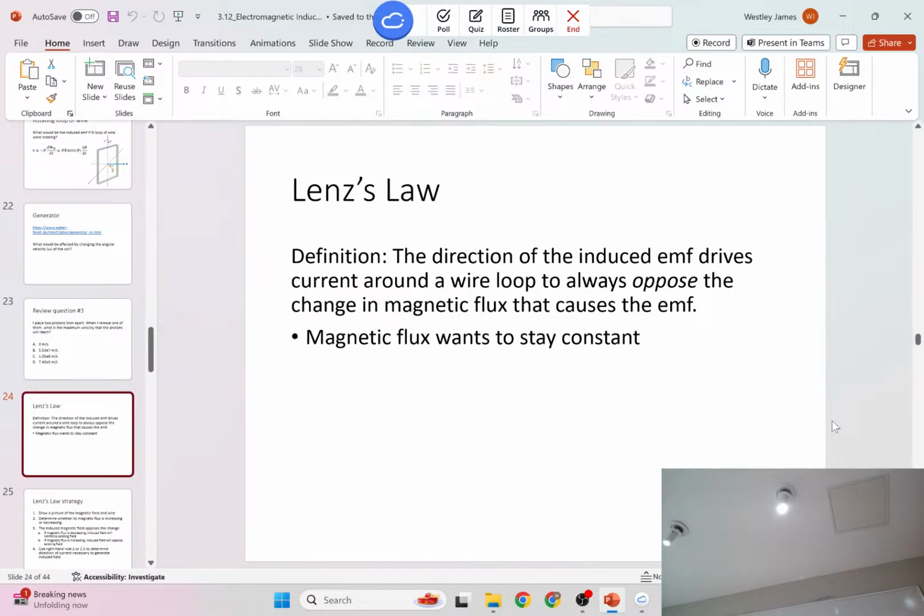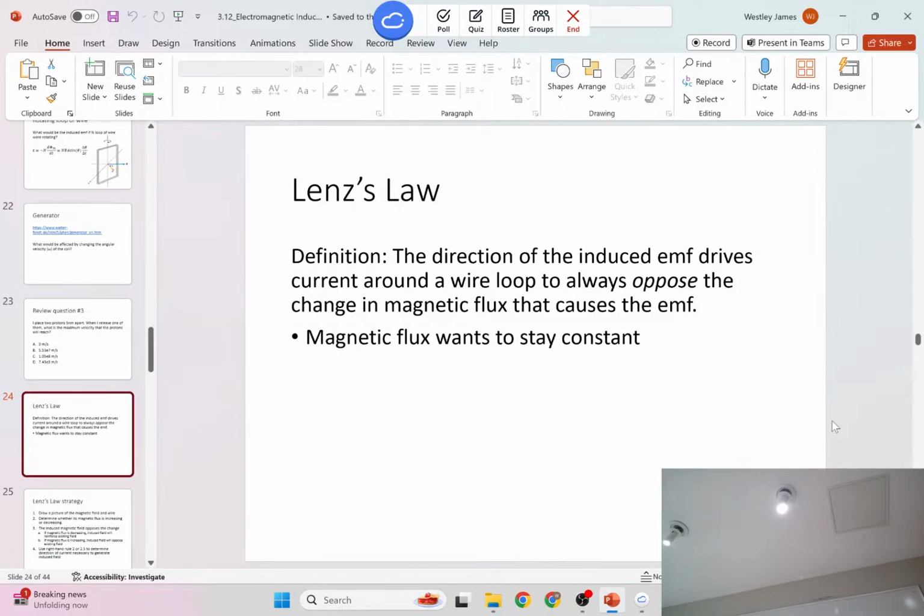These loops of wires do not want the flux to change. They do not want the flux to change. So that's going to basically be how we're going to solve every single problem. We're going to say, how is it changing? How can I make a current to oppose that change? I don't want the change. These loops do not want the stuff to change.